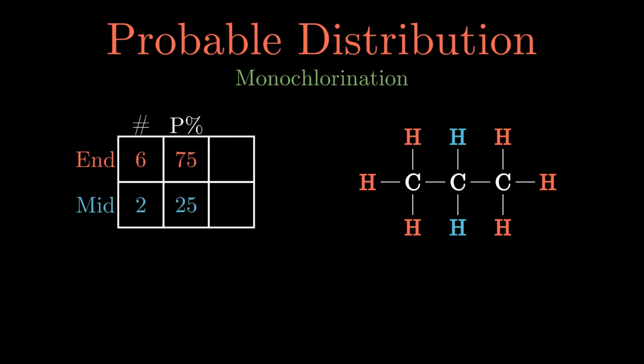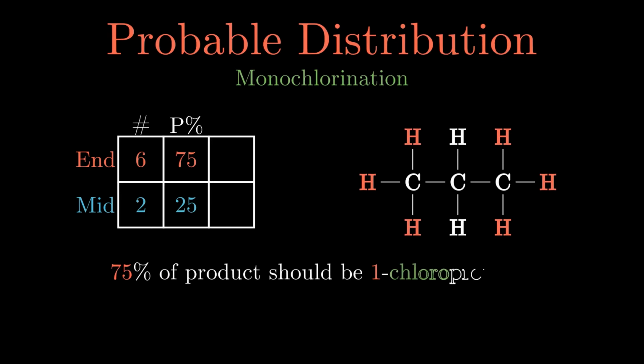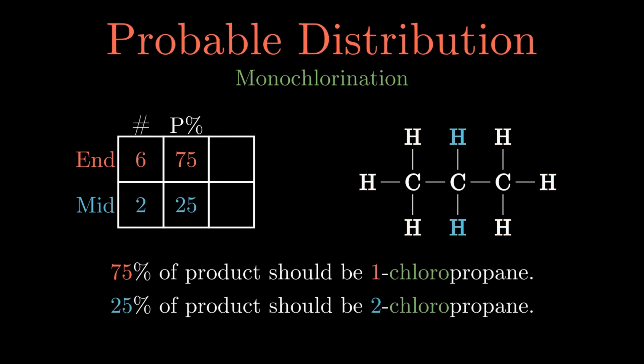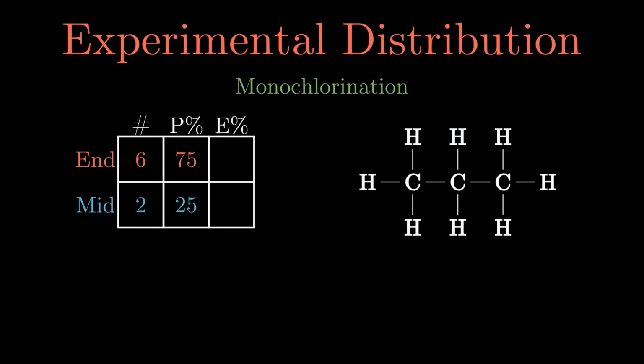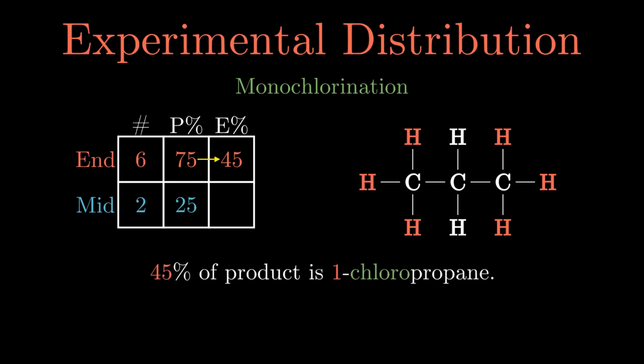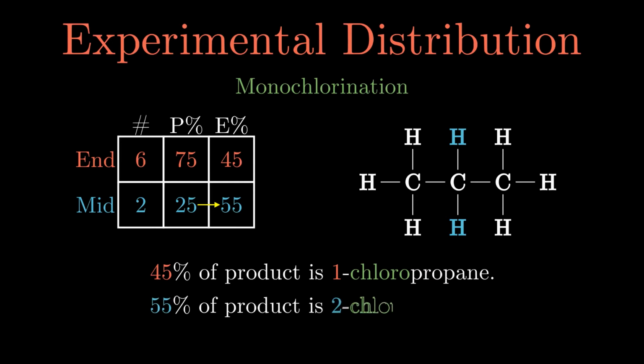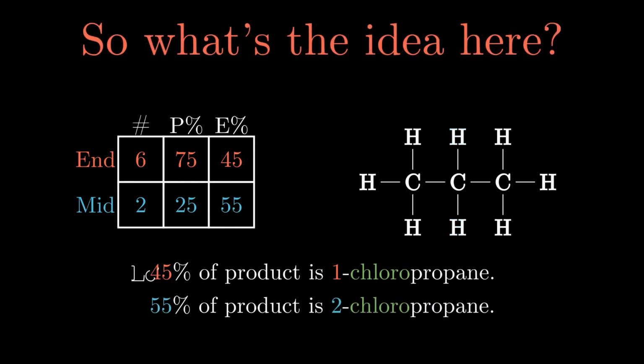So if we tried this with chlorine, we would expect 75% of our product to be 1-chloropropane, and the remaining 25% 2-chloropropane. However, experimentally, product distribution is closer to 45% 1-chloropropane, which means the remaining 55% is 2-chloropropane. Clearly, something strange is going on, so let's take a closer look at what is happening.